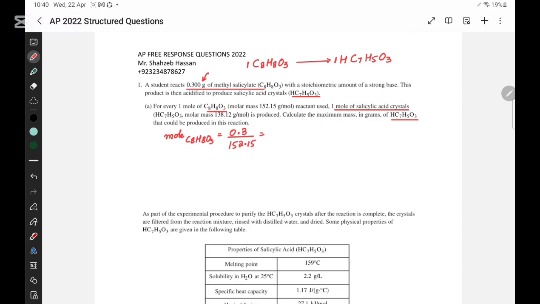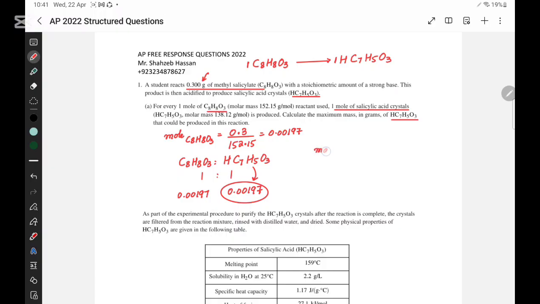152.15, and the answer comes out to be 0.00197. And you know the ratio of C8H8O3 to HC7H5O3 is 1:1. As you know, 1 mole is forming 1 mole, so if it is 0.00197, that is also 0.00197. So these are the moles of the acid.